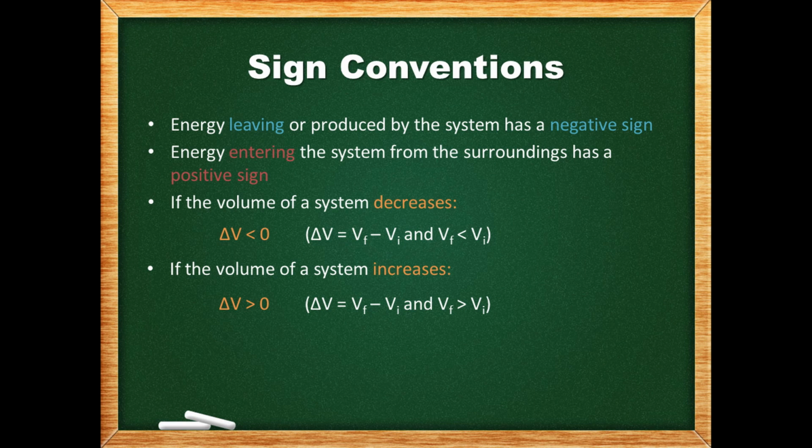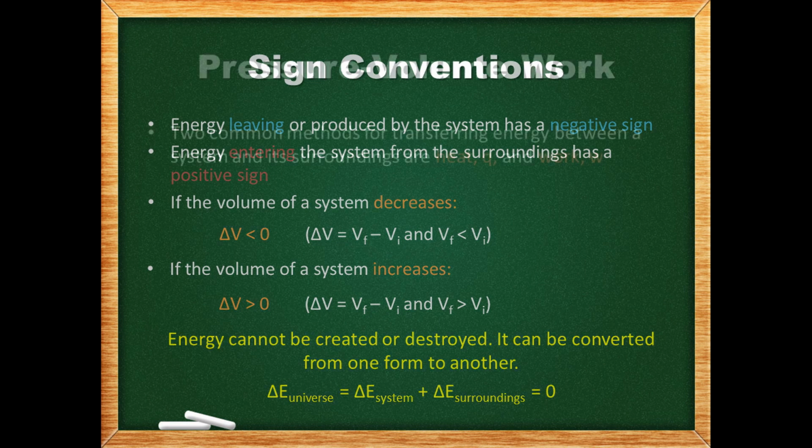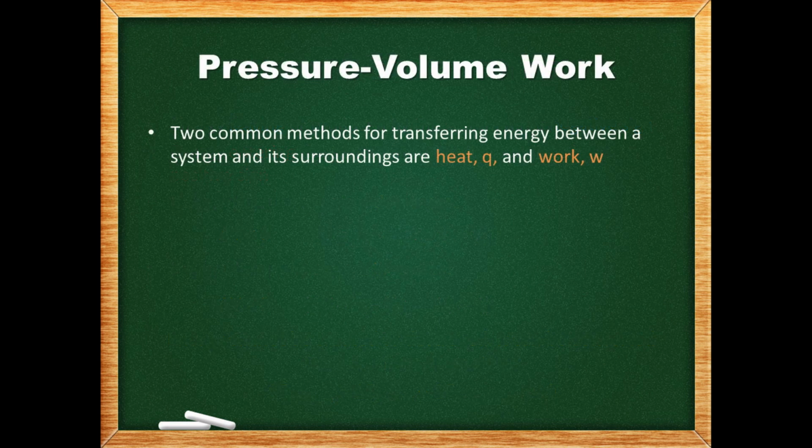For now, the first law of thermodynamics is as far as we'll go with thermochemistry. The first law is really just a restatement of the law of conservation of energy. Energy cannot be created or destroyed. It can be converted from one form to another. Another way of saying this is that the change in energy of the universe is zero. It is also equal to the sum of the change in energy of the system and the change in energy of the surroundings.